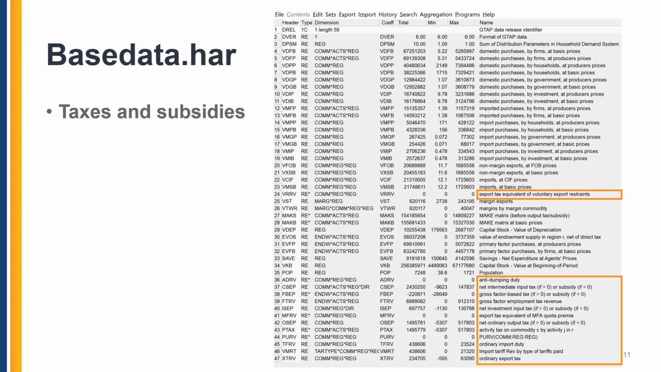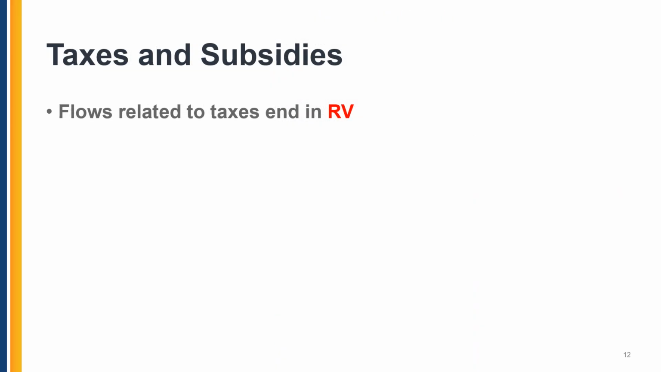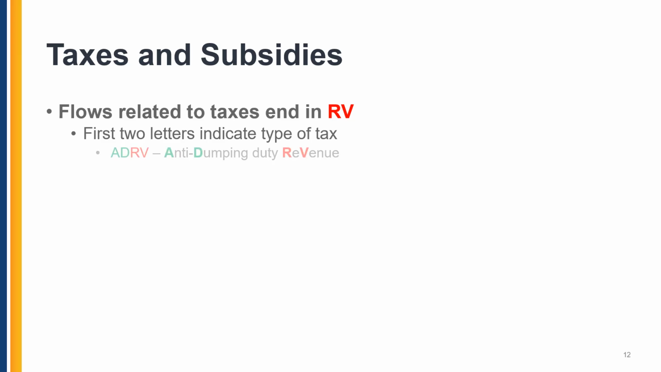Let's now turn to taxes and subsidies in the database. Coefficients related to taxes end in the letters RV to indicate that it's a revenue, while the first two letters provide some helpful indication about the type of tax. For example, revenue from anti-dumping duties are contained in the coefficient named ADRV, where the RV tells us it's a tax, and the AD helps identify that it's an anti-dumping tax.